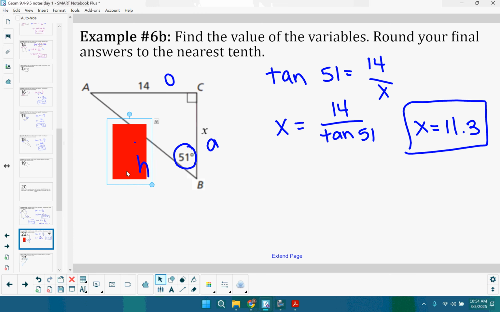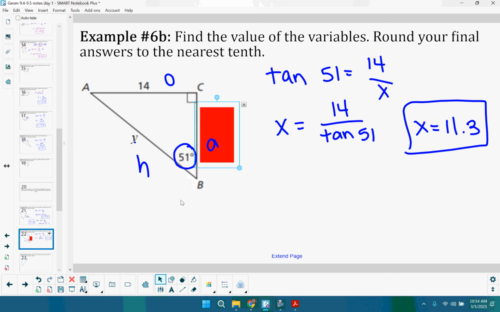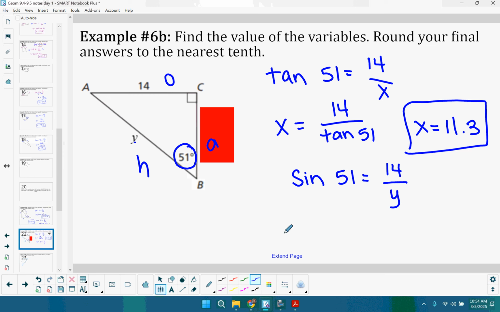And now to solve for y, we're going to pretend x wasn't there. I'm left with an O and an H. O and H is sine. So sine of 51 equals 14 over y. Once again, the number's on the top. So we're going to use division. So 14 divided by sine of 51, y would equal 18.0.